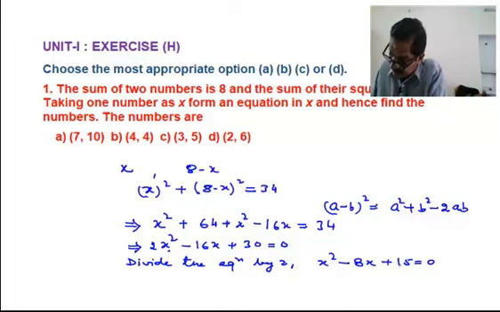Now how to factorize it? See, we require two numbers such that their product is 15 and their sum is 8. Surely those numbers are 5 and 3. If I multiply 5 by 3, I obtain 15, and 5 plus 3 gives me 8. So I can split the middle term and factorize it. I obtain x square minus 5x minus 3x plus 15 is equal to 0.